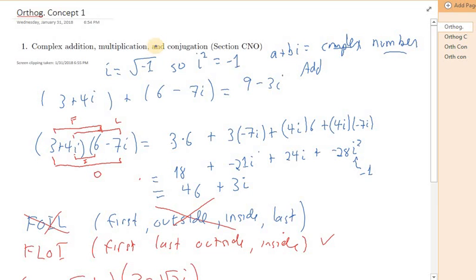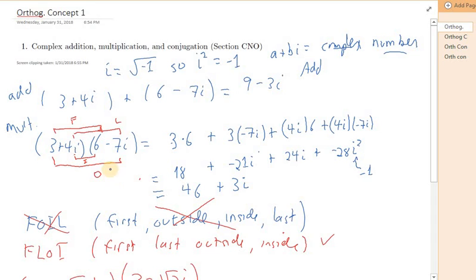All right? But we can add these just like you would add them as if they were vectors. 3 plus 4i plus 6 minus 7i. You add the real parts, the 3 and the 6 gives you 9. You add the imaginary parts, the 4 and the -7 gives you -3. So adding complex numbers is very direct. Now, multiplying is a little bit more complicated.